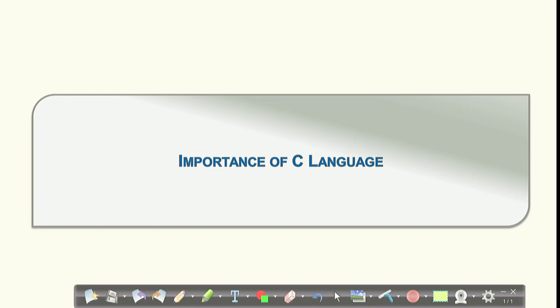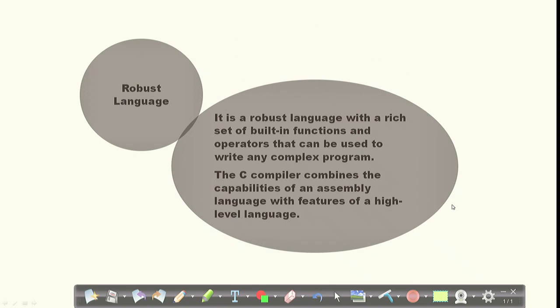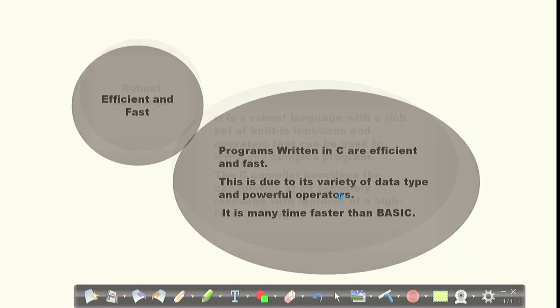Now we will see some important features of the C programming language. Here I have given the list of features. We will take them one by one in detail. C is a robust language. That means C supports a rich set of built-in functions and operators. Using these operators and functions, you can write any complex program. The C compiler combines the capability of assembly language as well as the features of a high-level language. So it is known as a robust programming language.